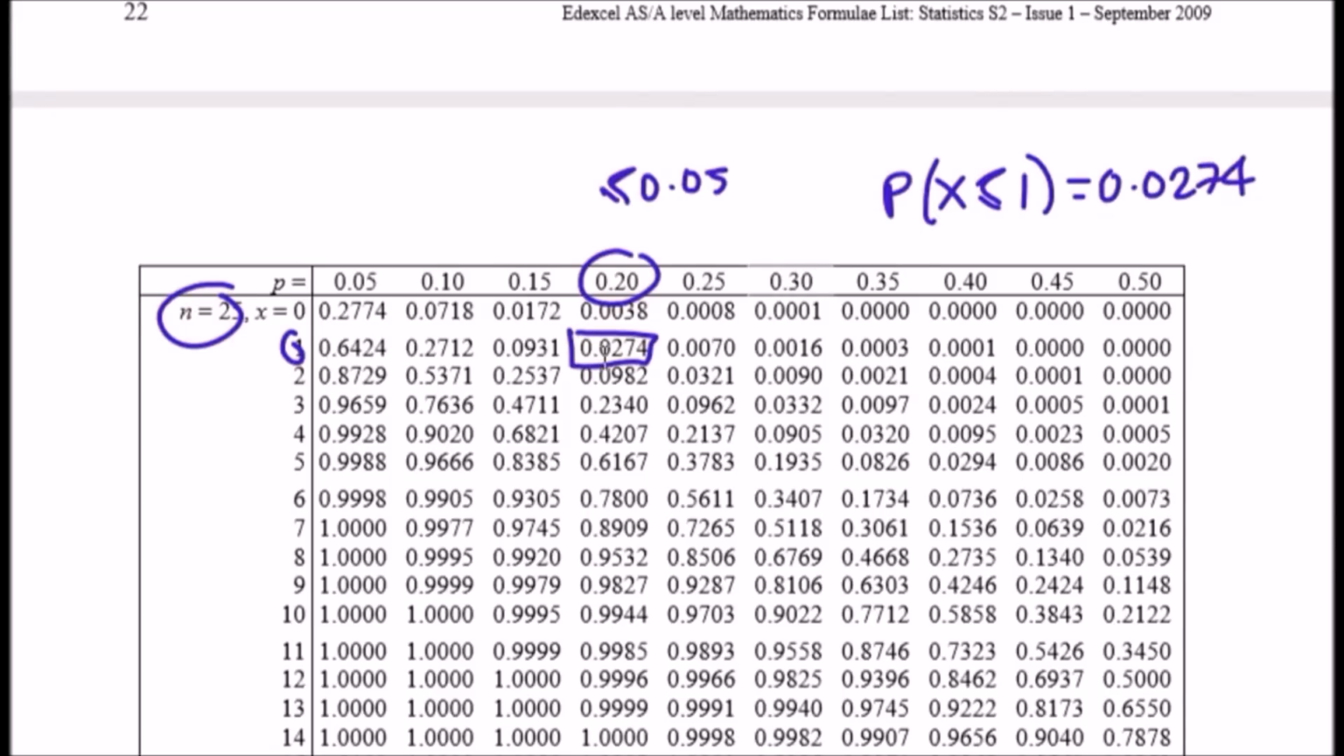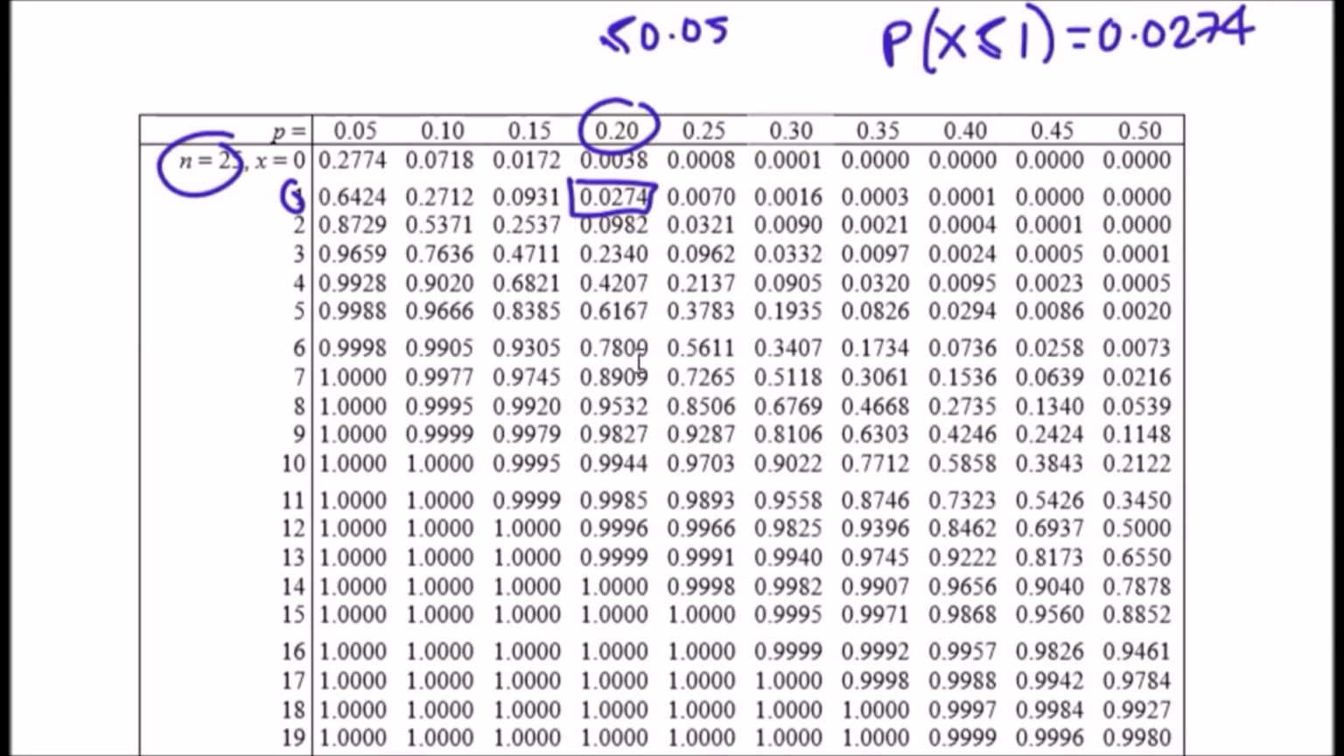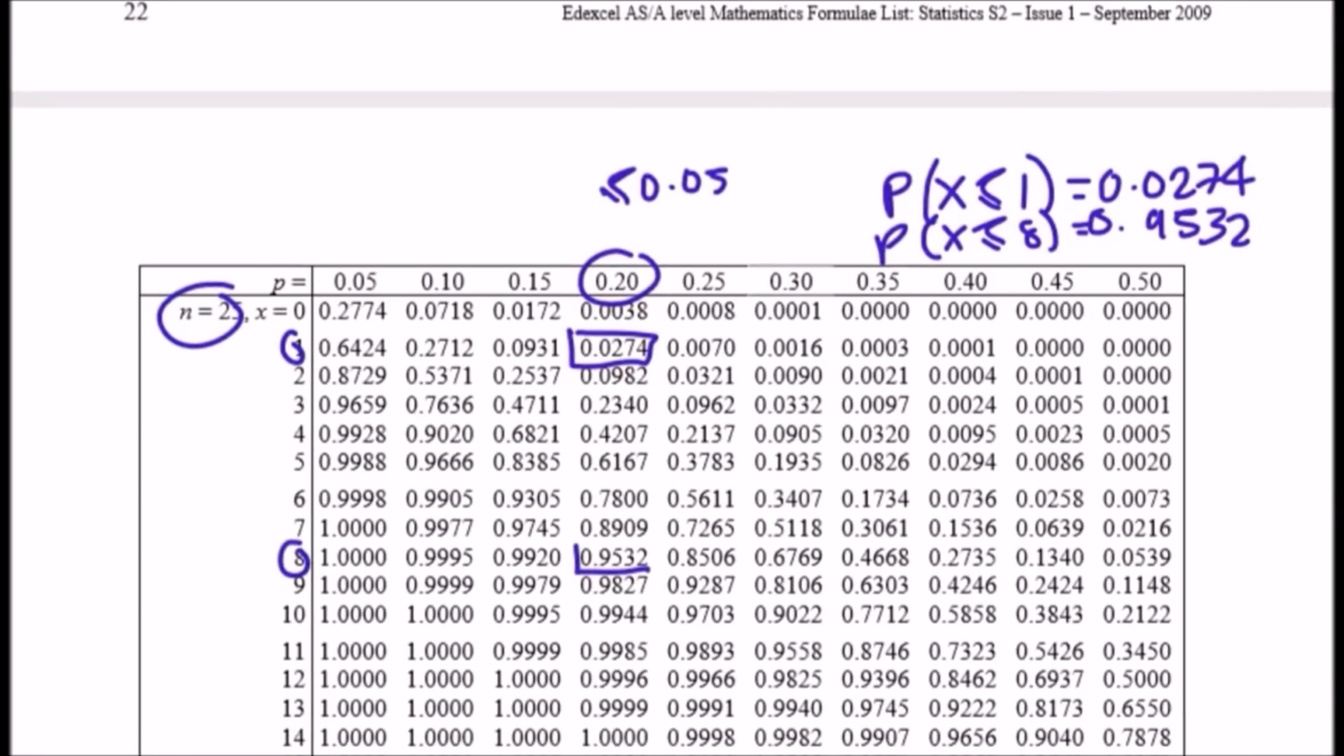And for the second one, let's go up to 95%. Alright, here we go. This is just above 95%, and the tabulated value is 8. So it'll be the probability X is less than or equal to 8, which is 0.9532. Okay, so now all we have to do is plot this down.